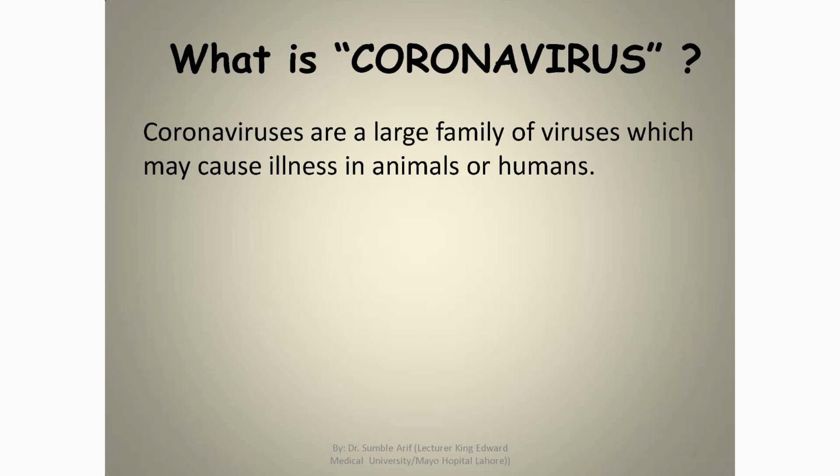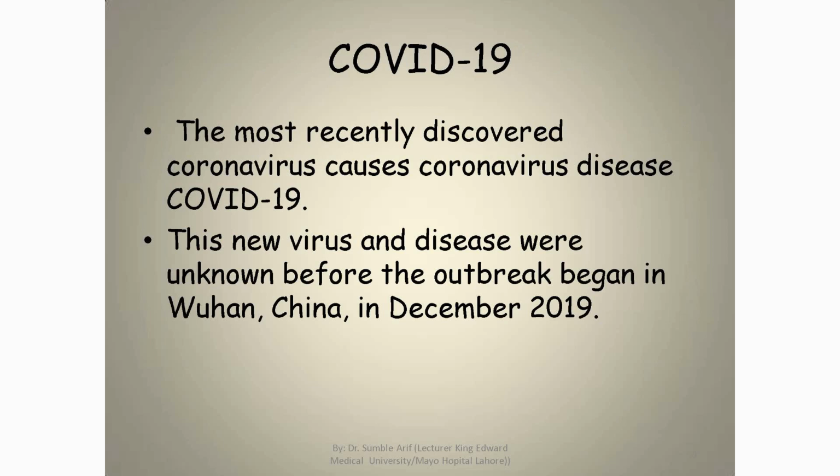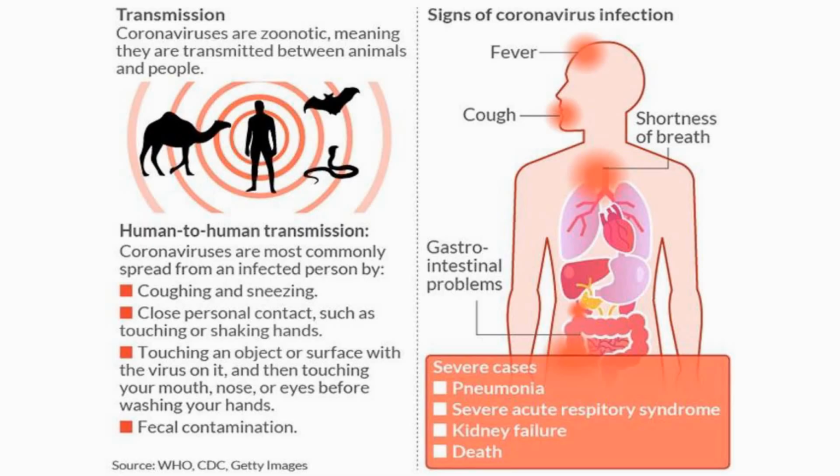Coronaviruses are a large family of viruses which may cause illness in animals or in humans both. This virus is known as COVID-19. It is the most recently discovered virus and it was unknown before its outbreak. It began in Wuhan, a city of China, in December 2019. In this picture you can see how it can get transmitted and the overview of signs and symptoms. You can see that it transmits from human to human.